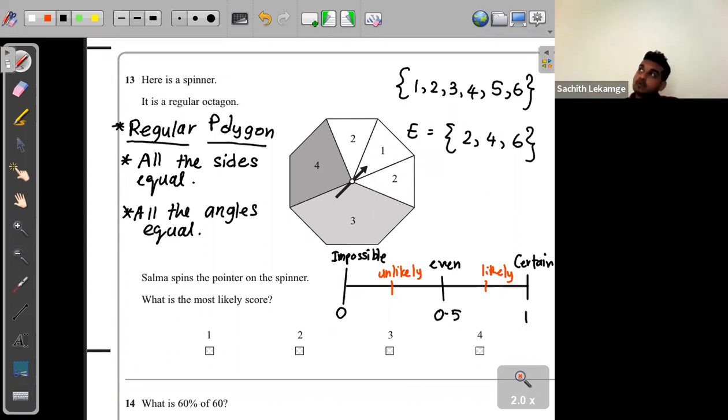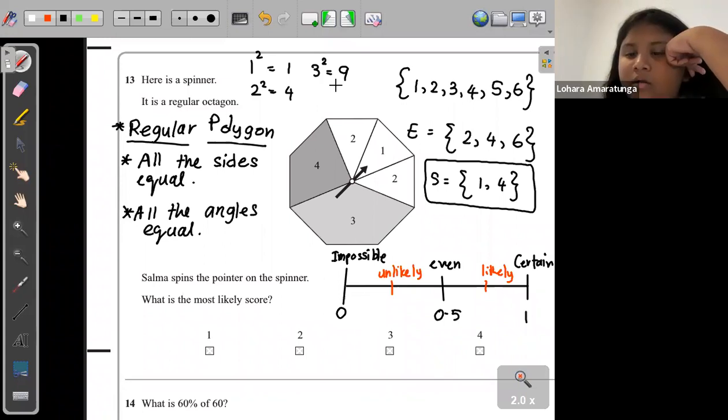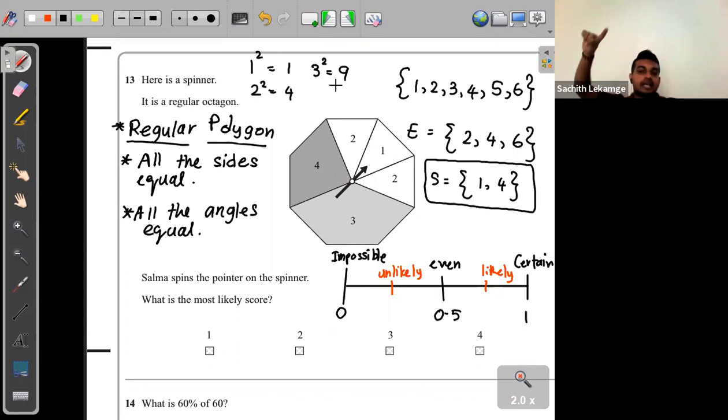Getting a square number. What are the square numbers? 1 square is 1. 2 square is 4. 3 square is 9. Getting a square number, let's say S, only 2 possibilities are there, 1 and 4. If I take this event, the probability is impossible, unlikely, even, likely, or certain? Unlikely. Another one. Throwing a dice, getting a number from 1 to 6? Certain. Throwing a dice, getting a number 8 or 9? Now you got it, no?